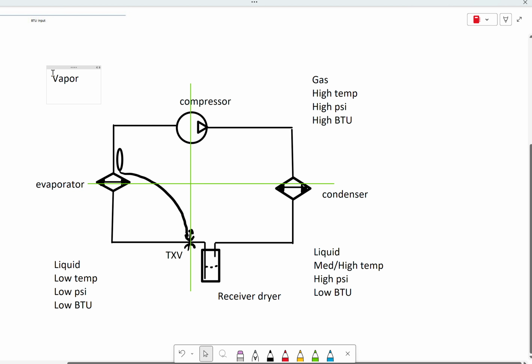The temperature, if I feel the outlet of the evaporator, it's going to be ever so slightly warmer than what the inlet was. All right, just a little bit warmer, but it's still going to feel cold, right? The pressure, even though that liquid boiled into a vapor, again, it's not really going to have changed that much. We didn't heat it up enough to cause a huge increase in pressure.